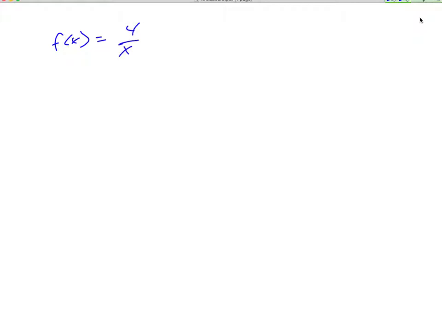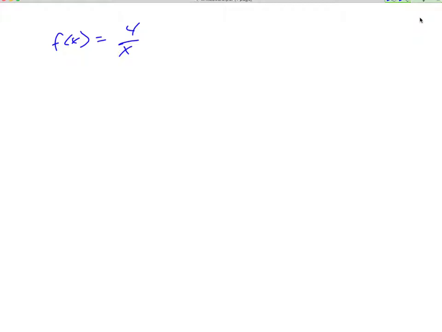Okay, f of x equals 4 divided by x. What do you think on this one? Kurt? If you have an exponent at the bottom, you times it on the top, and then you make the top negative, and then you add 1 to the bottom.